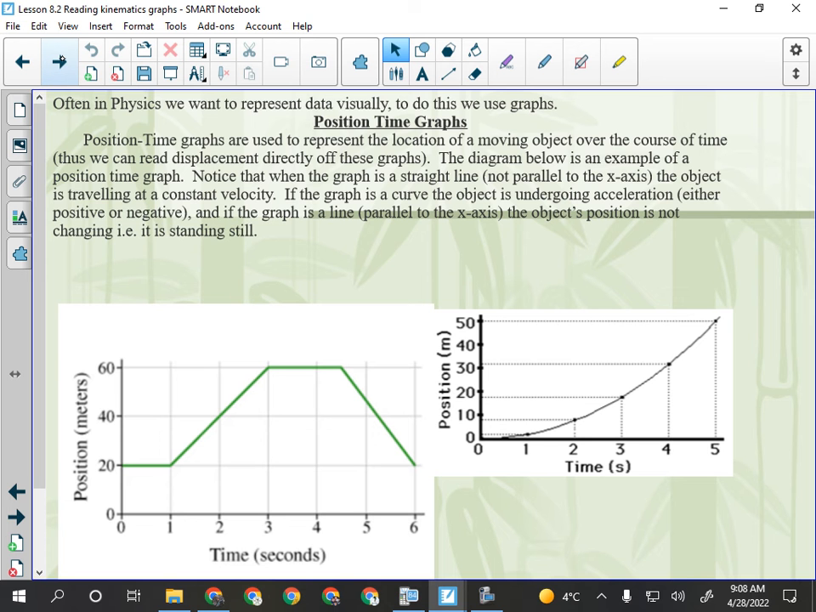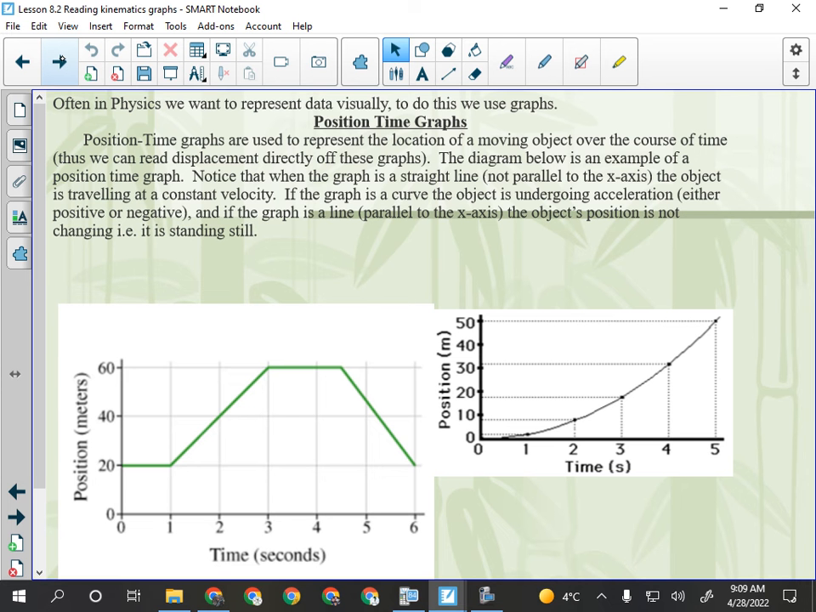Now, if something's position is changing at a constant rate, what's happening here is in the first second, between 1 and 2 seconds here, it went from 20 to 40 meters. And in the next second, it went from 40 to 60 meters. So its position is increasing at a rate of 20 meters per second. What are the units? What are meters per second? What is that the units for? Meters per second are the units for speed or velocity.